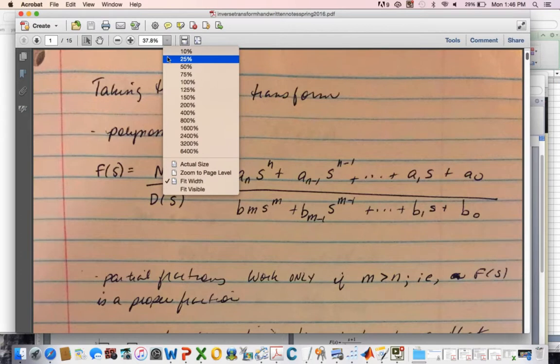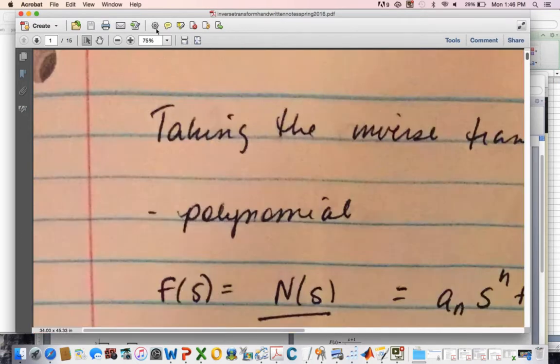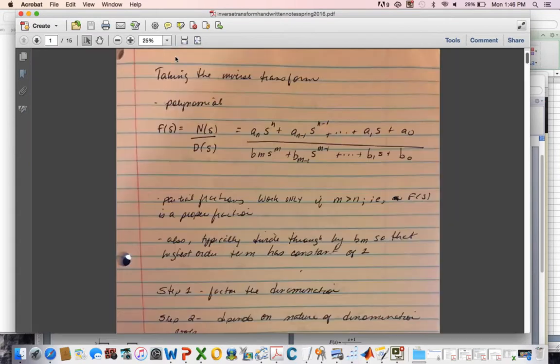So first of all, let me get everything where we can see most of the stuff at the same time. Here we go.